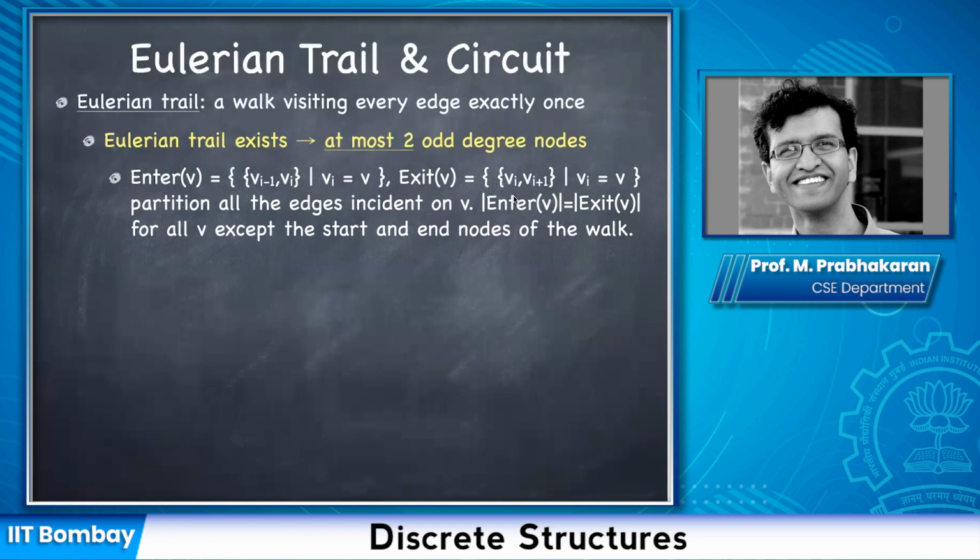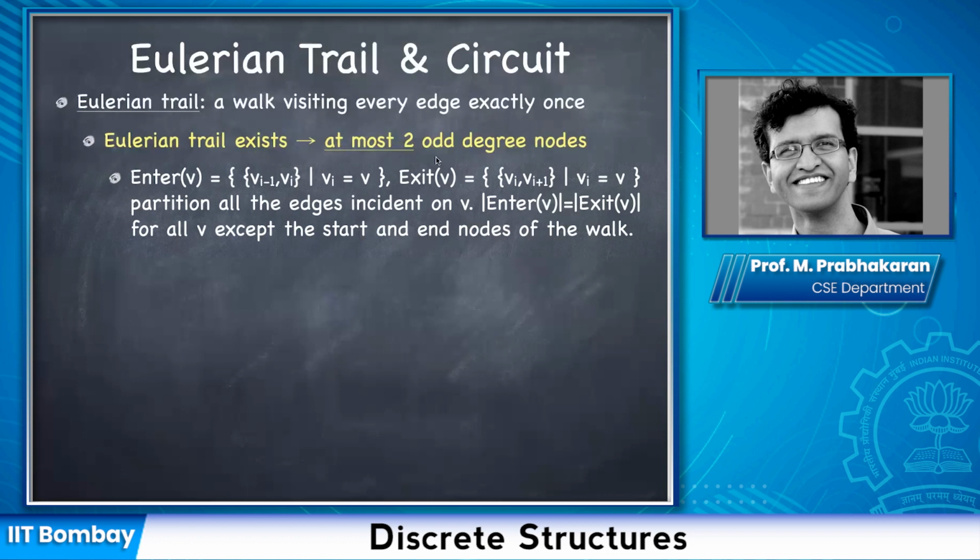Right? So if you enter the node, you must exit the node, unless the node is a start node or the end node. So for every node other than the start and the end nodes of the walk, these two sets have the same size, and they add up to the total degree. So the total degree should be even.